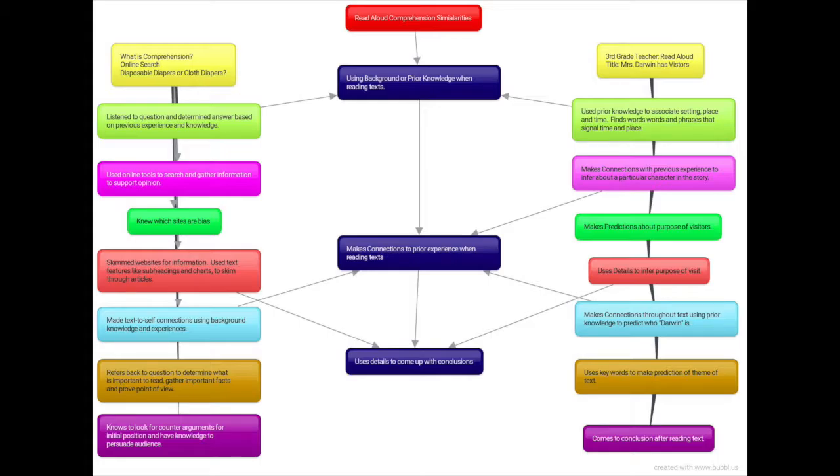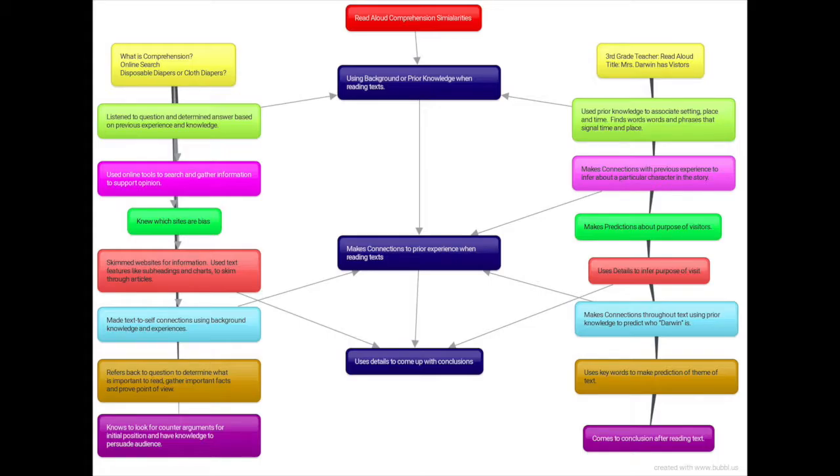After that, I used a credible search engine to search for the information to support my position on that question. Maria then used her online comprehension strategies that helped her identify which sites were biased and which sites were best to view to collect the best information for her argument. I then skimmed through websites for information and used the text features that I know will help me focus on gathering the most important information to persuade my audience.